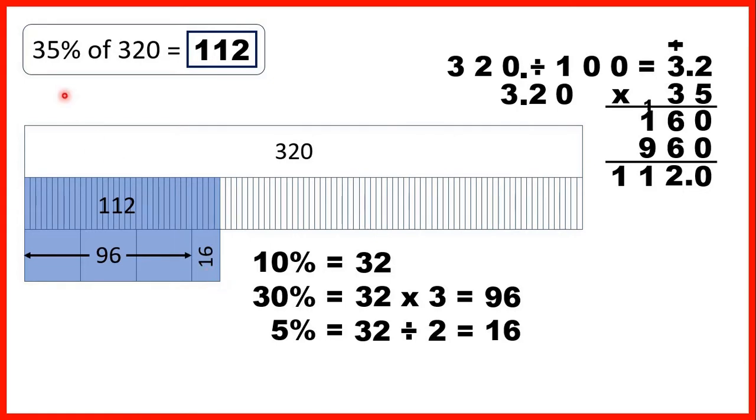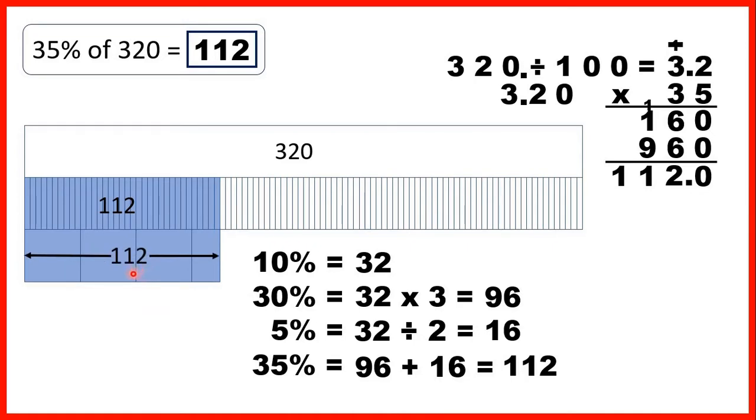So now, because we want to find 35%, we can add what we got for 30% to what we got for 5%, and 96 plus 16 is 112. So you can see that we get the same answer whether we first divide by 100 and then multiply by the percentage, or we find 10% by dividing by 10, multiply by 3 to find 30%, and then add 5%, which is half of 10%.